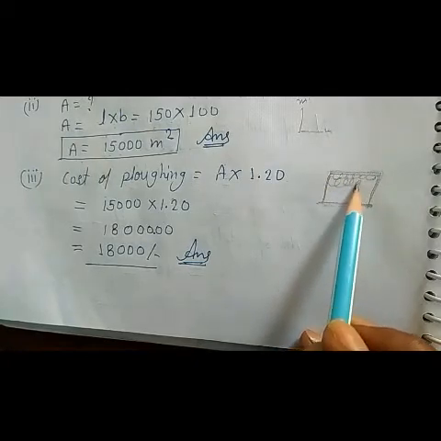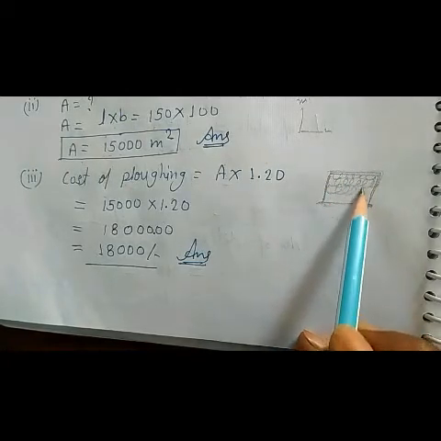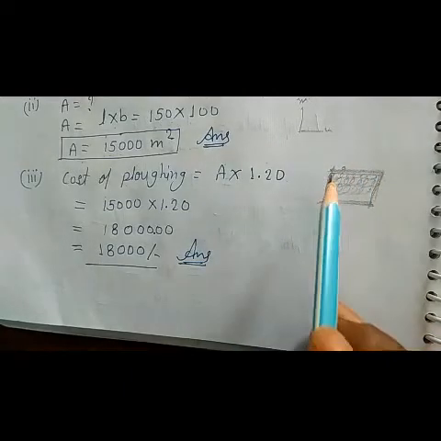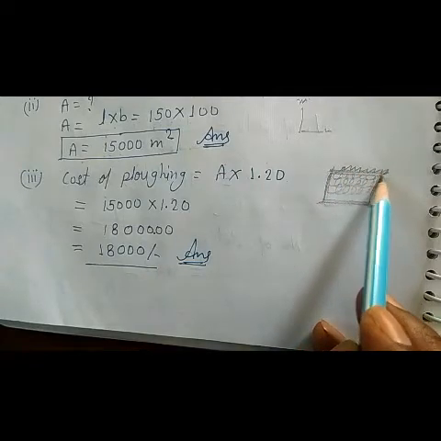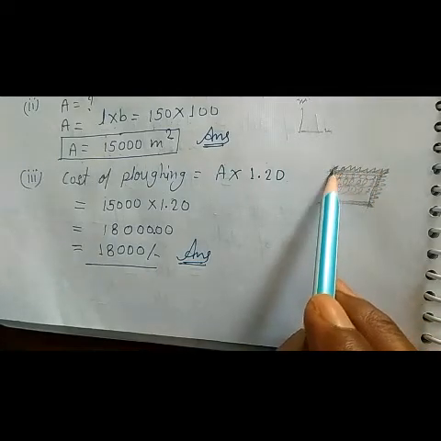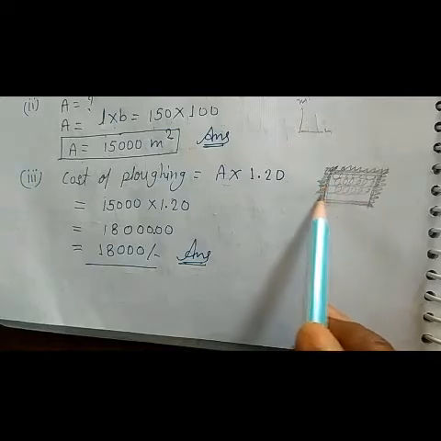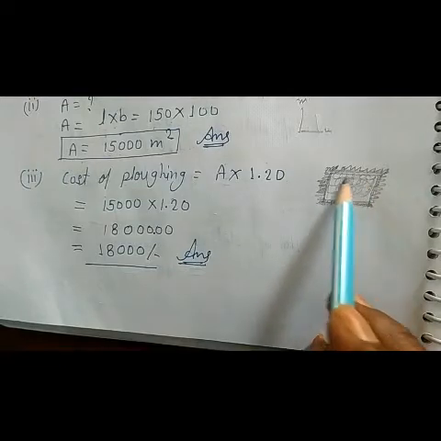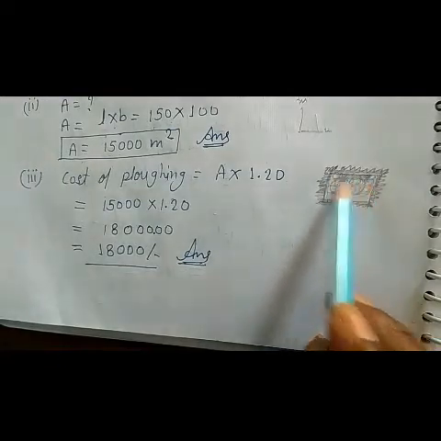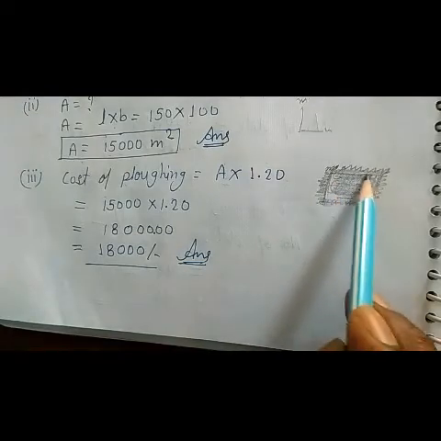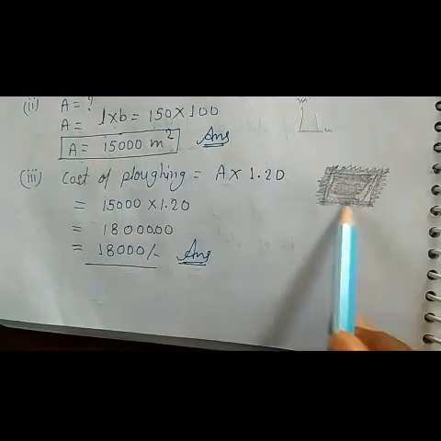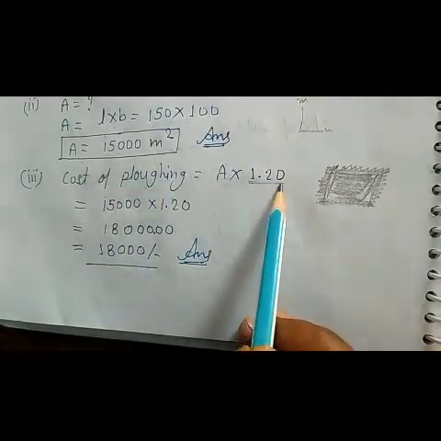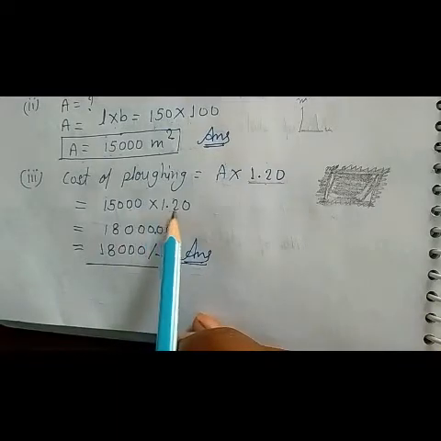So plowing will be there along with the area, not the perimeter. This is the perimeter. If we talk about the perimeter, this will be fencing. We take the fencing to the perimeter, while plowing or flooring, placing the tiles, is in area. So simply multiply the area by the cost of 1 meter. So cost of plowing means area into, this is the 1 meter cost, means area into 1.2.